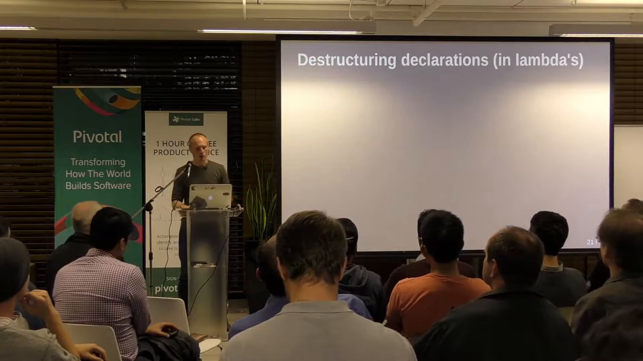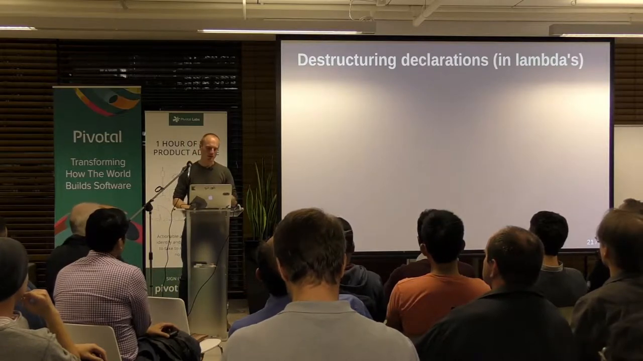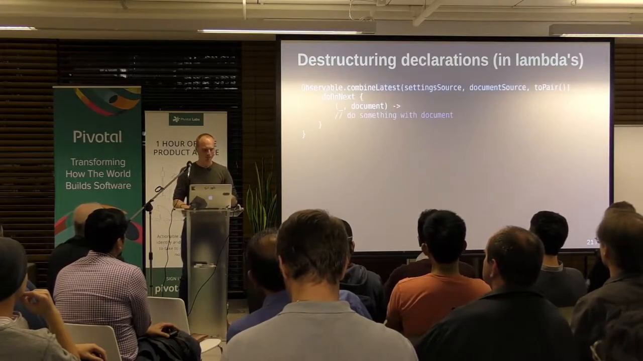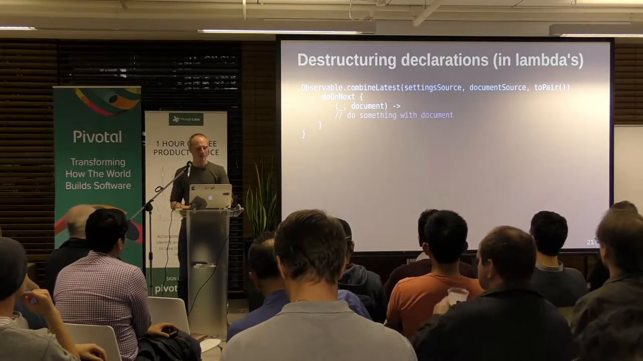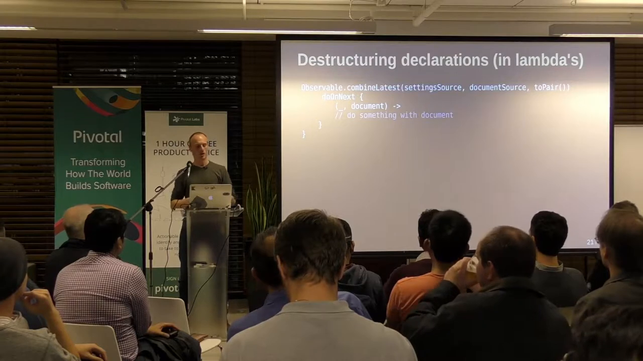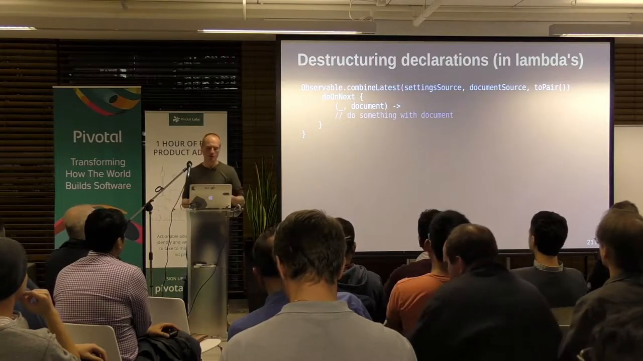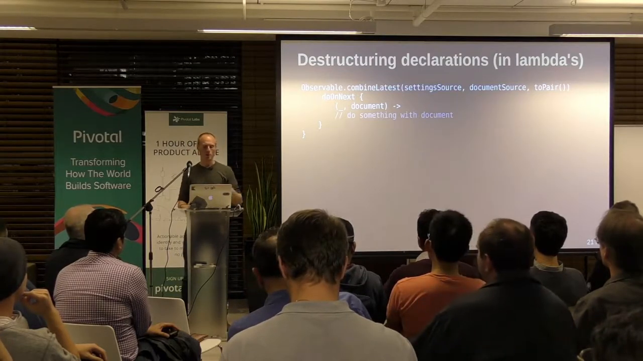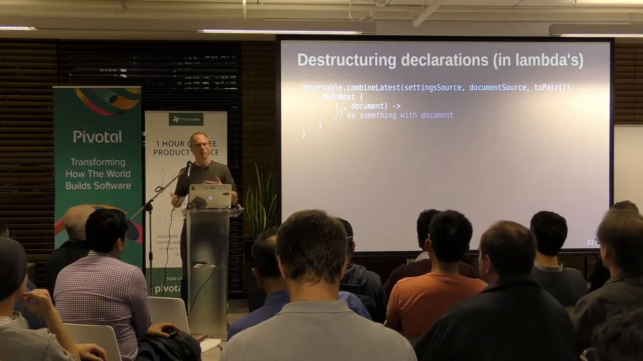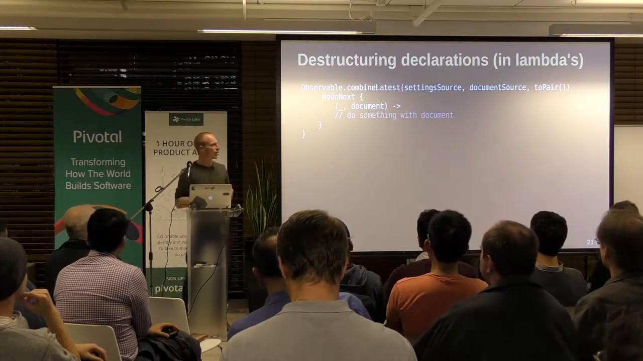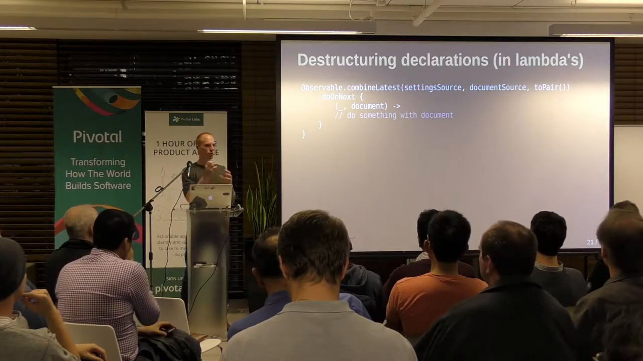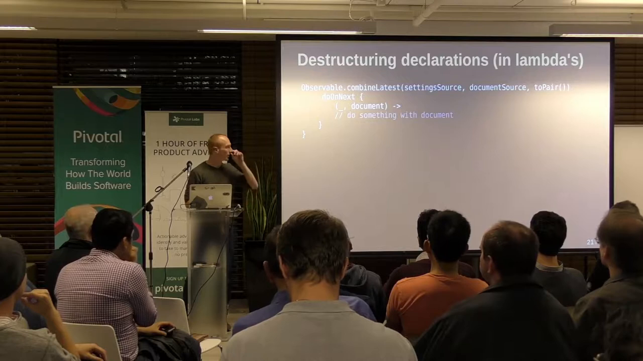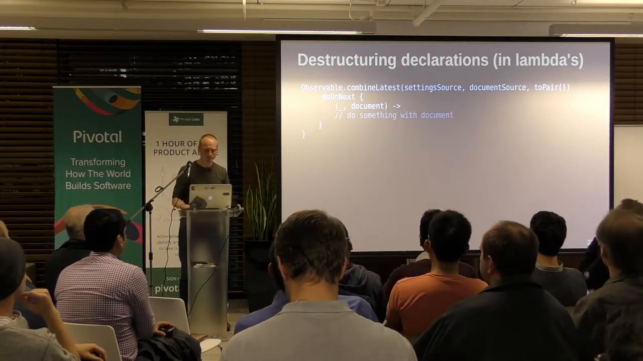Another feature that we use a lot is destructuring. So here you have an example where we pass two objects through the stream, like a settings object and a document object. And then we have an operator, but we only care about one object. And with this notation, you can destructure the pair that you're passing and just use one object directly and discard the other one in this particular lambda.